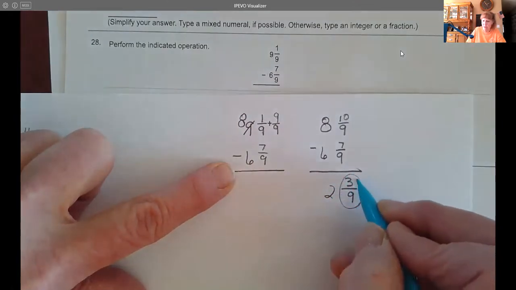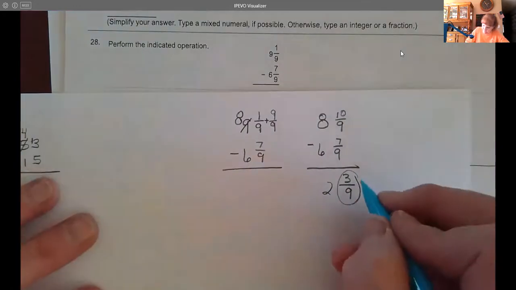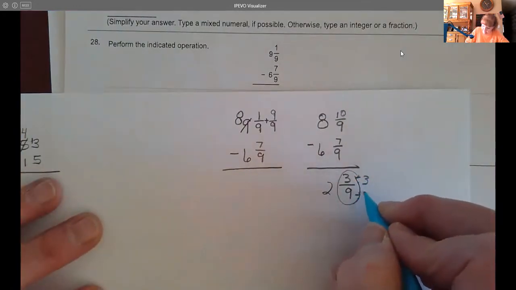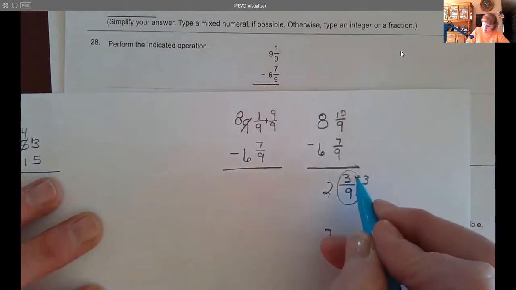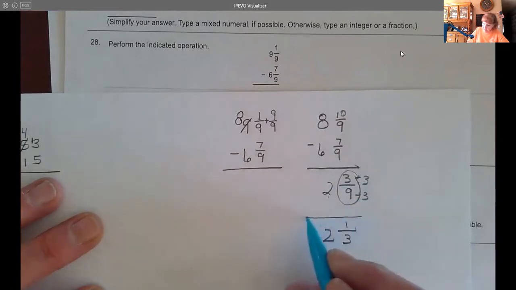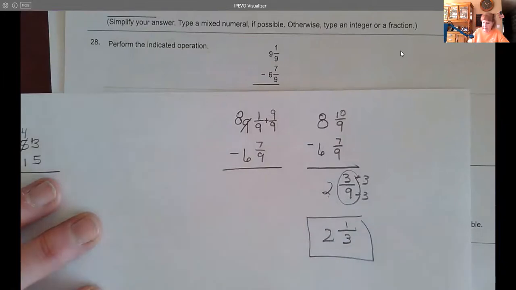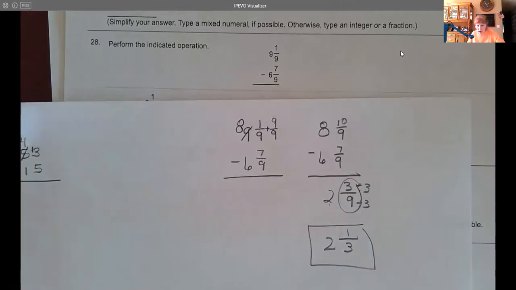8 minus 6 is 2. This can be reduced, all right, because 3 goes into both of those. So we have the 2. 3 divided by 3 is 1. 9 divided by 3 is 3. So there's your answer. 2 and 1/3 is not a mixed number. Okay, 1 is smaller than 3. You're done. Okay, let's try another one.